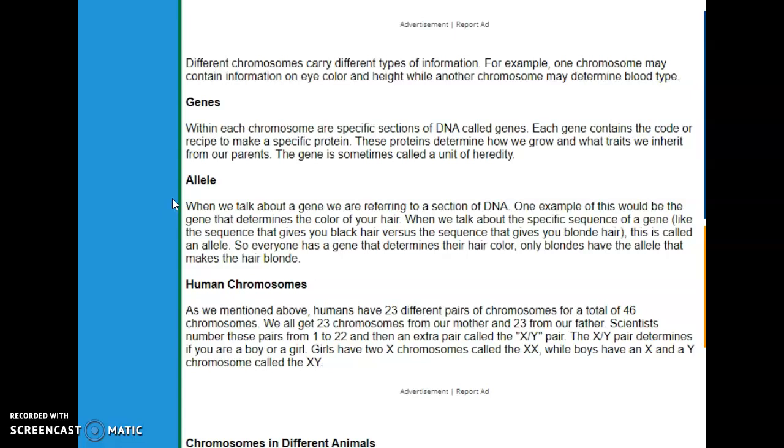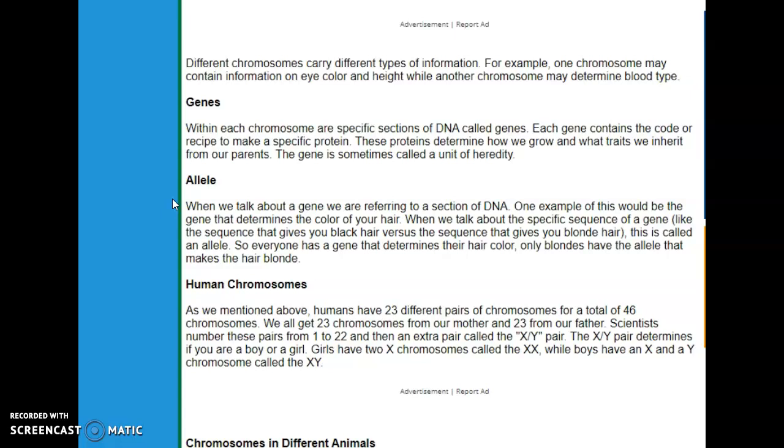Genes. Within each chromosome are specific sections of DNA called genes. Each gene contains the code or recipe to make a specific protein. These proteins determine how we grow and what traits we inherit from our parents. The gene is sometimes called a unit of heredity.